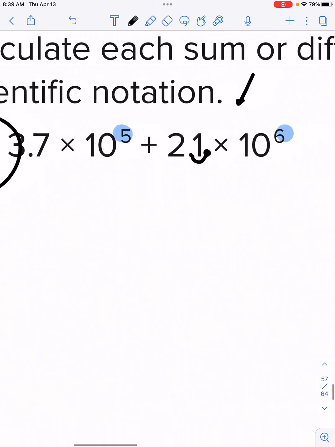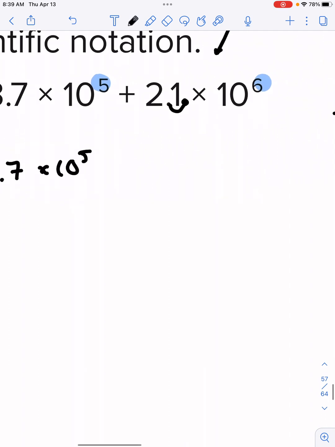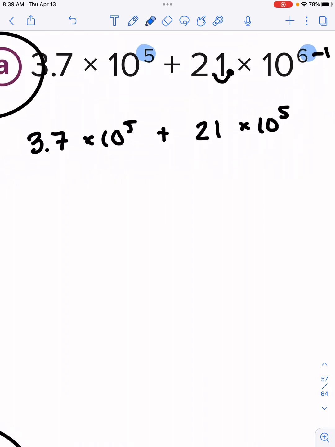So we have a new problem now. This first one still stays 3.7 times 10 to the 5th power. But this now becomes, instead of 2.1, it's 21 times 10. And I subtract 6 minus 1 as 5. We have the same characteristic now.